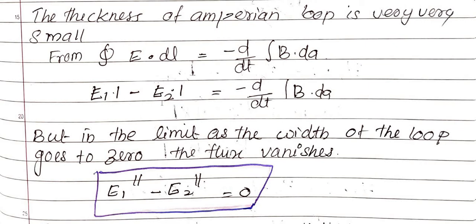The line of Amperian loop is parallel to the surface, so we take E1 parallel minus E2 parallel is equal to 0. That means the components of E parallel to the interface are continuous across the boundary. The component of electric field which is parallel to the boundary or parallel to the interface is continuous.